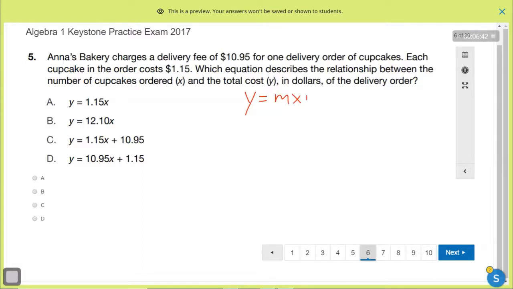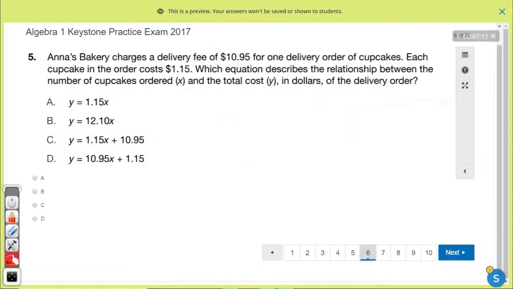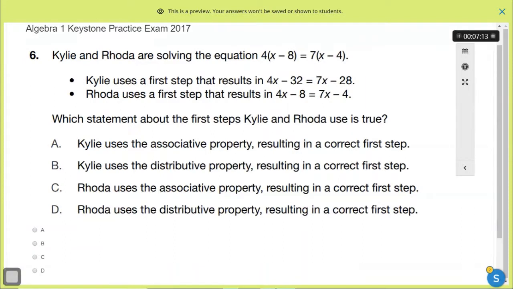You know y equals mx plus b is the slope-intercept form of an equation. Great for when we're given an initial fee and when we're given a rate, otherwise known as our slope. And you can plug those in, giving me 1.15x plus 10.95. That would be my linear equation, and let's check to see if that exists over here at the side, and it does. It happens to be C. Again, try to do this without looking at the multiple choice options first, and then identify the answer you came up with. All right, next question.